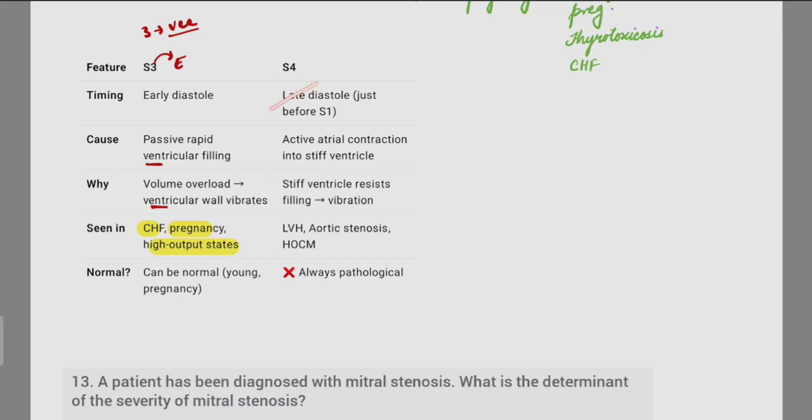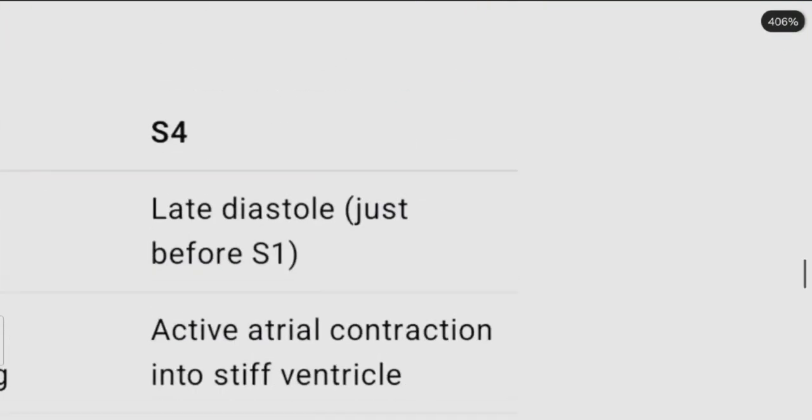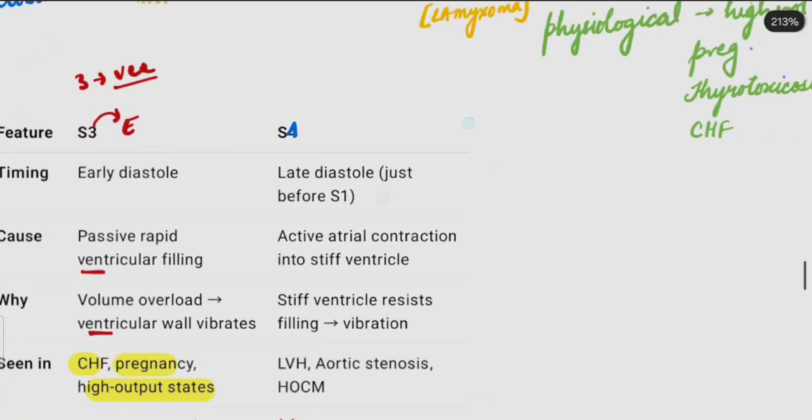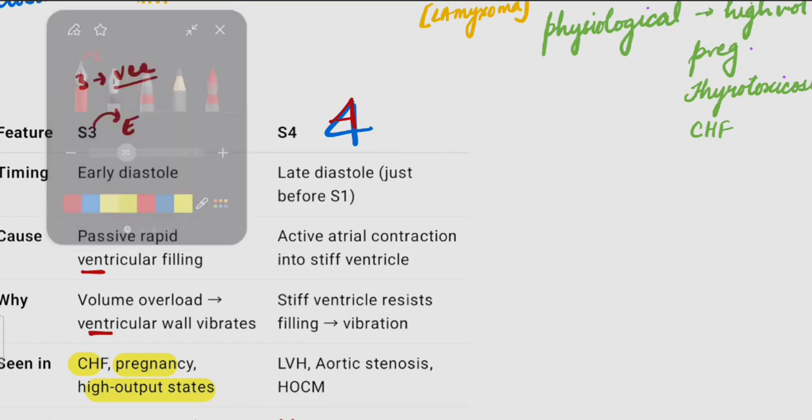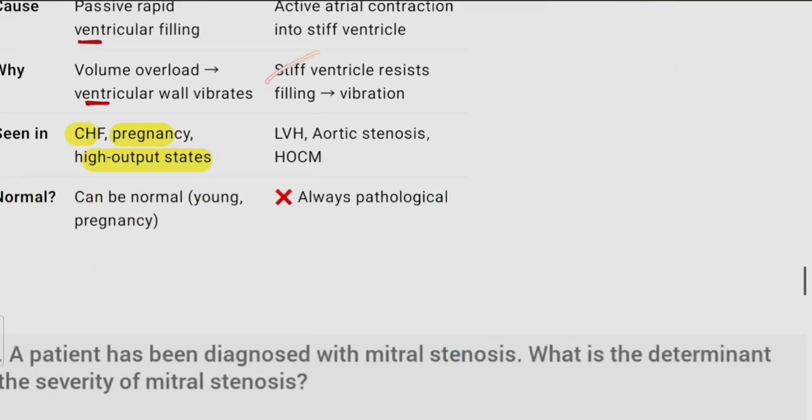Whereas look at this one, the late diastolic sound, S4. It is active atrial contraction into a stiff ventricle. So this is due to atrial contraction, the stiff ventricle resists, and the atria will vibrate. So we remember S4 is because of the atria, and we're going to remember the stiff ventricle vibrates.